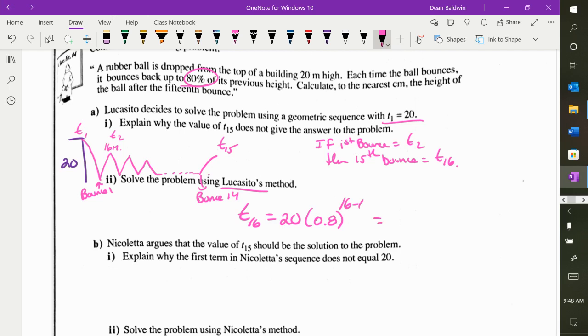16 minus 1. So how high is it? 0.704 meters. Nice, let's put meters.